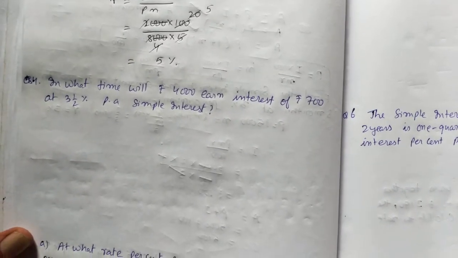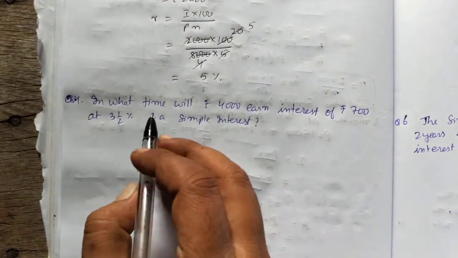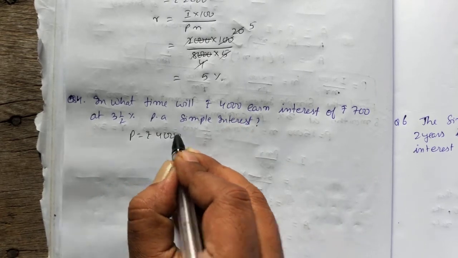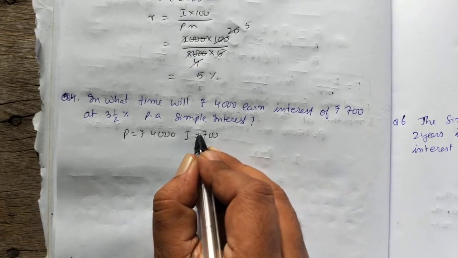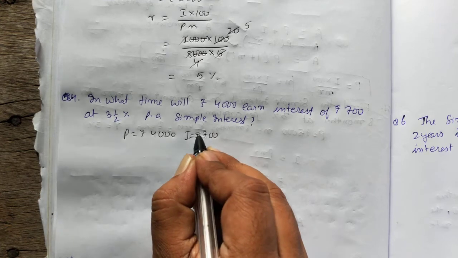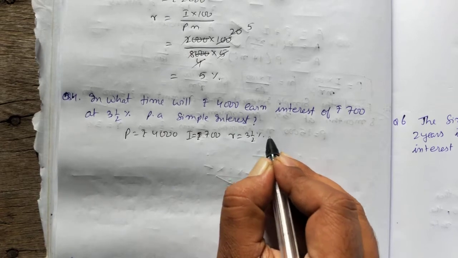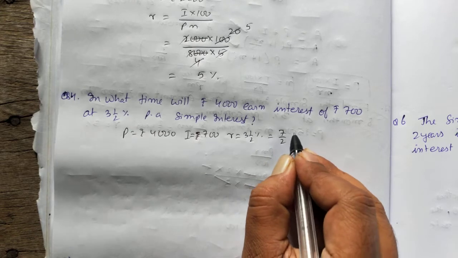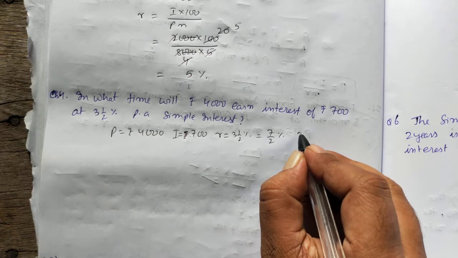Okay, that's the question number 4. In what time, now you are going to find time, will rupees 4,000, principal is rupees 4,000, earn an interest of rupees 700, and the rate is given as 3 1/2%. So convert it into improper, 7 by 2%, and you're going to find at what time, N.